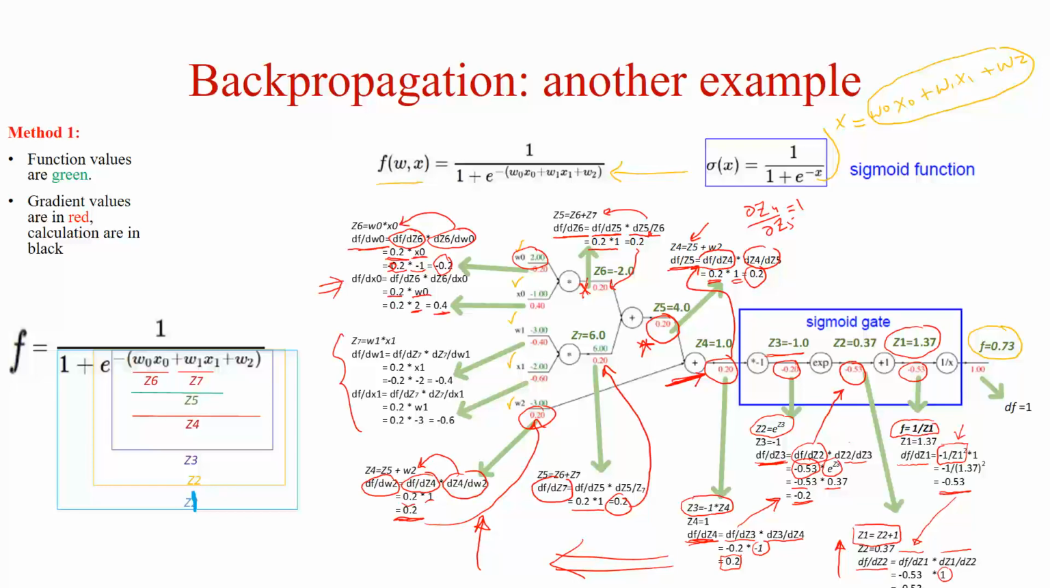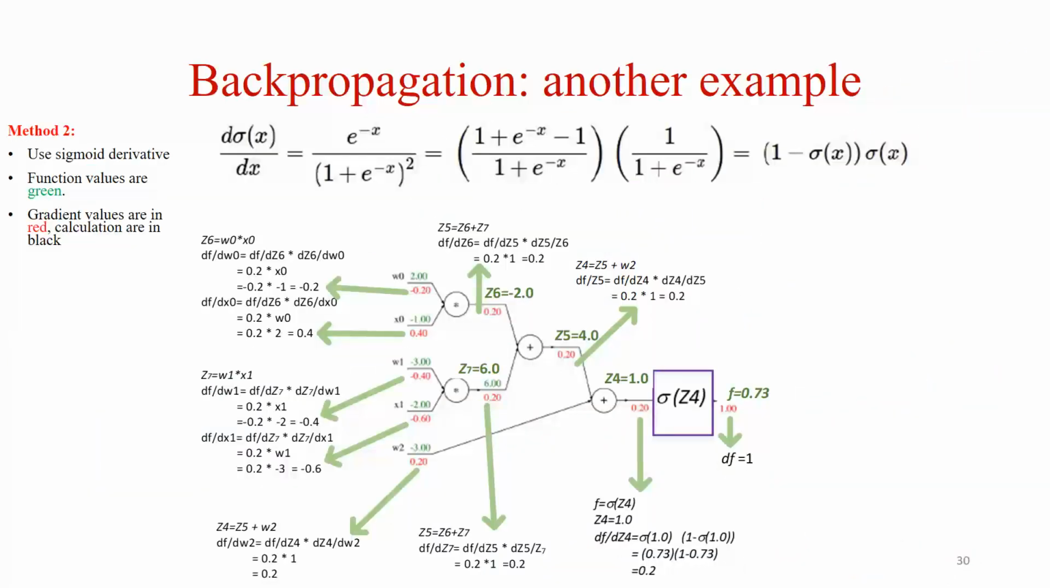Now, we know that this entire thing is the sigmoid function, so I can recompute this whole thing but save myself a lot of intermediate computation. I can use the derivative of the sigmoid function. All these details I had before, I can now hide and abstract with the sigmoid function. The derivative of the sigmoid function is 1 minus sigmoid times sigmoid. The input data for the sigmoid, which is z4, is 1. The output of the sigmoid is f, which is 0.73.